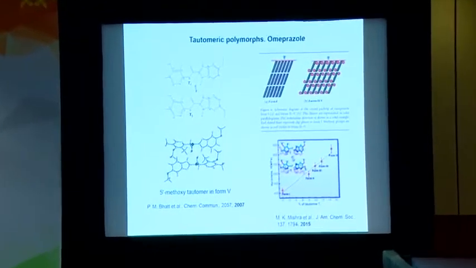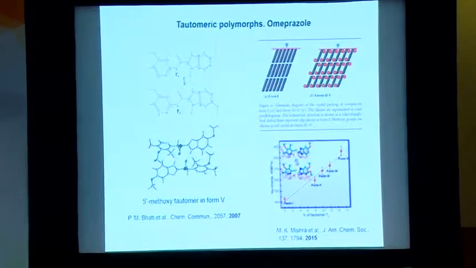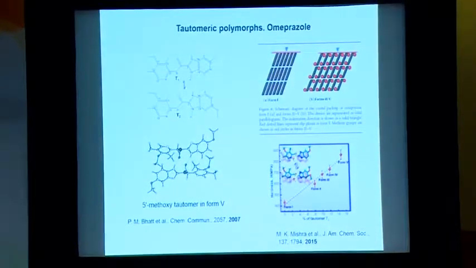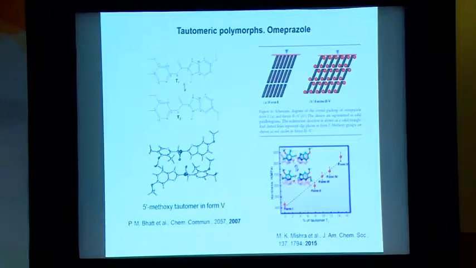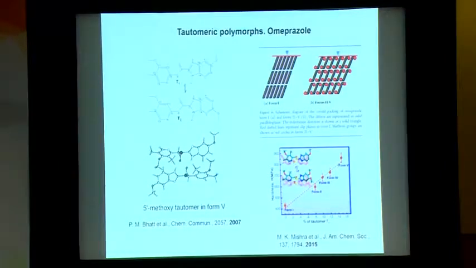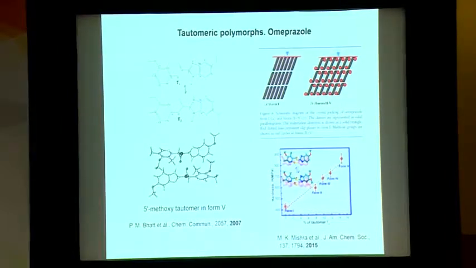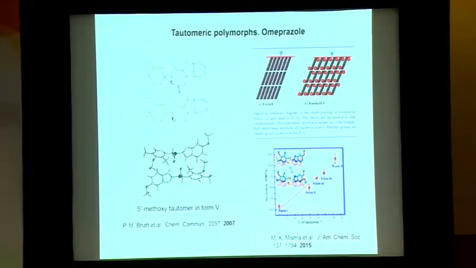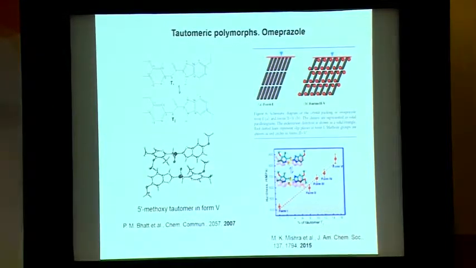So omeprazole here, what do I mean by designing properties? Now this is a very interesting API. There are two forms, the 5-methoxy and the 6-methoxy. And they have basically the same crystal structure. And the polymorphs of omeprazole differ in the proportion of the 5 and 6-methoxy tautomers. So you start with 100% 6-methoxy, which is one form, and then you can increase the amount of 5-methoxy till you get to about 15% of the 5-methoxy, and there it stops.